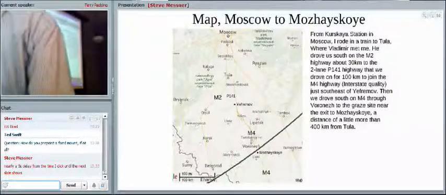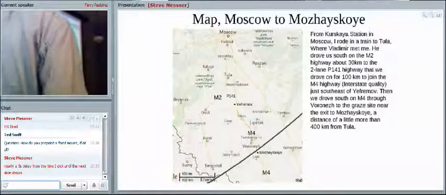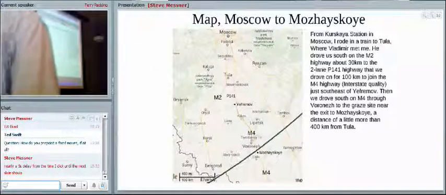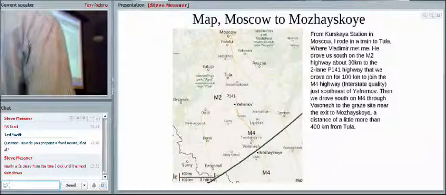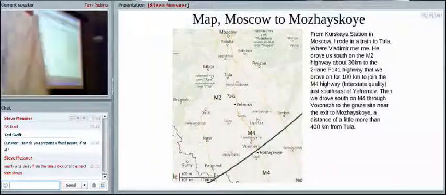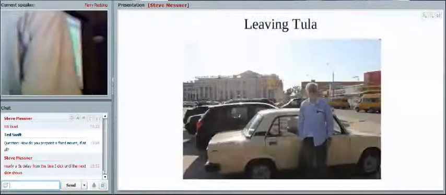And now this shows Moscow at the top, and you can see near the center of the figure is the city of Tula. So I took the train down there and then met Vladimir, and then we drove first on the M2 highway, then the P141, and then the M4 highway. So next slide.